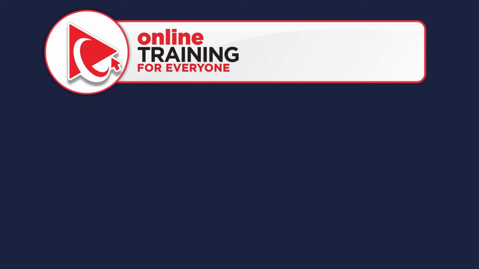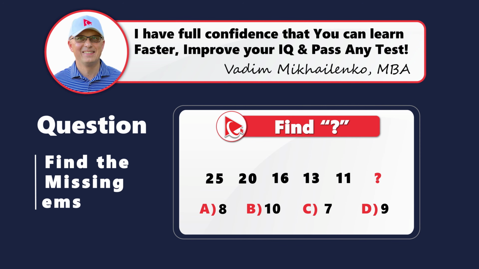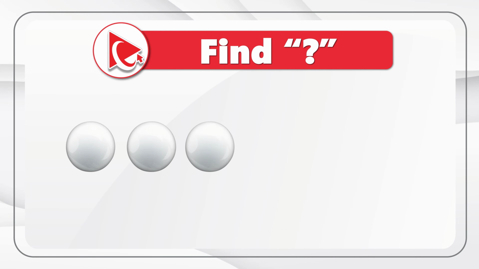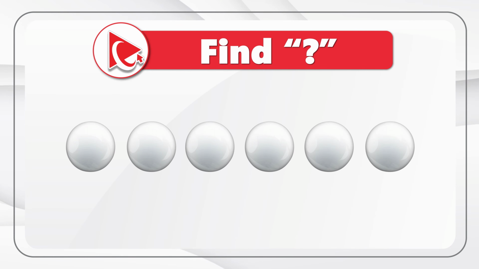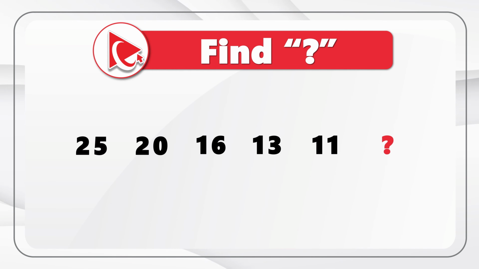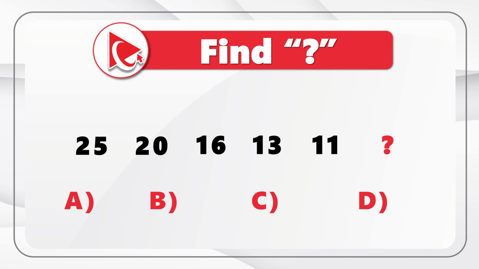I enjoy solving pattern questions because they're so easy to understand, but sometimes not so easy to solve. We're presented with the sequence of numbers, and we need to find the missing number, which is the next in the sequence. The numbers are 25, 20, 16, 13, 11, and then comes the missing number. You need to calculate the missing number out of 4 possible choices. Choices A, B, C, and D. Choice A is 8, choice B is 10, choice C is 7, and choice D is 9.